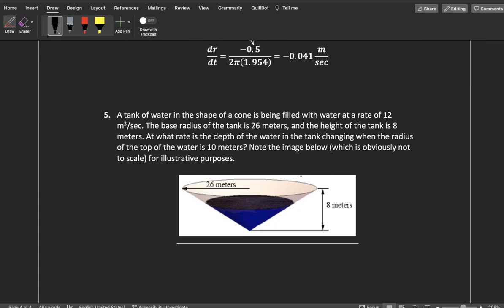And what are we asked? We're asked to determine the rate at which the depth of the water in the tank is decreasing, or rather it's changing, when the radius of the top of the water is 10 meters. So if you could imagine it, as the cone is filling up, water is rising and rising all the way to the top, right? And the radius, right, which would be the distance.